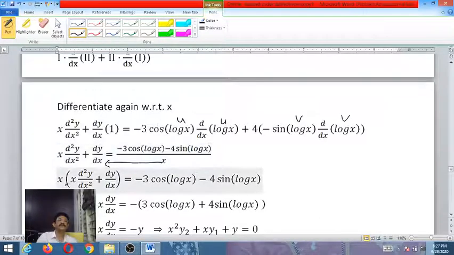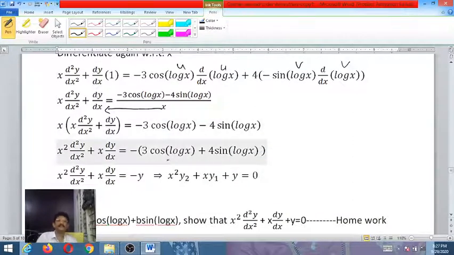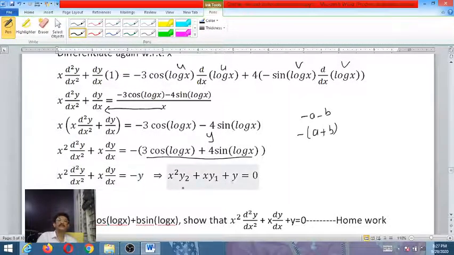x into x, x square. So x into dy by dx, x dy by dx. This is remaining. Take minus as a common factor from these two. Both become plus. Look at here, minus a minus b, minus common factor, you will get a plus b. So this entire thing is nothing but y. It becomes minus y. Take to this plus 1. So this is the right answer. For this one, y2. For this one, it is y1. That is the answer.